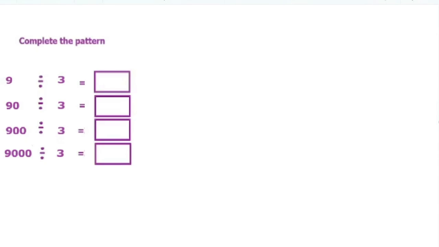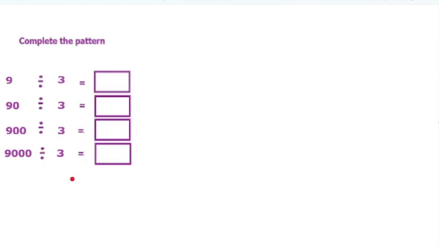In this video, we're going to complete a division pattern. So if we have a problem like this that says complete the pattern, and we have 9 divided by 3, 90 divided by 3, 900 divided by 3, and 9,000 divided by 3, and we need to figure that out.